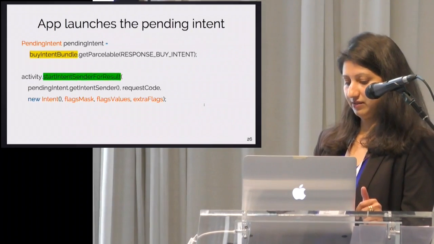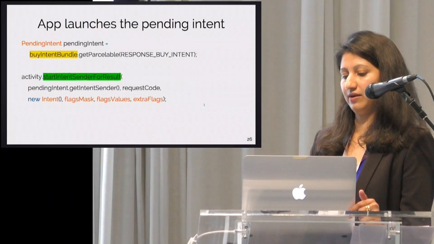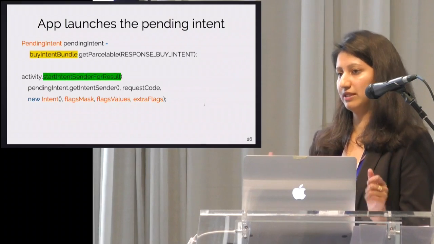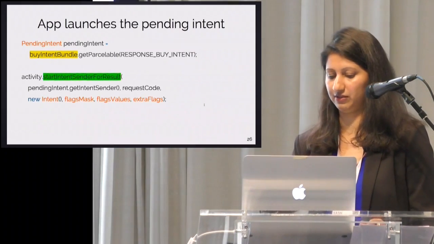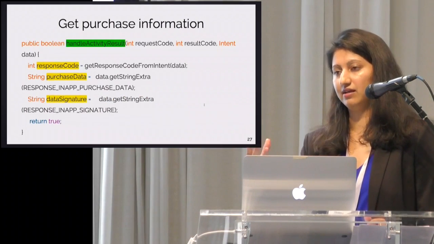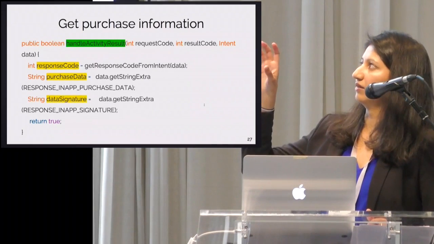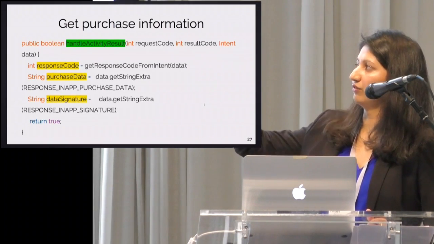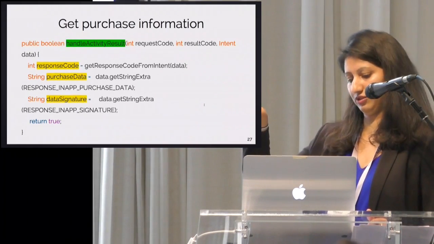Use that pending intent in your start intent sender for result. And this will talk to Google Play. Once Google Play gets this pending intent, it's going to return all the purchase response back to you. So you have to make sure that you have this method, handle activity result, in your main activity of your app. And the pending intent will return all of this information: response code, purchase data, and your data signature.